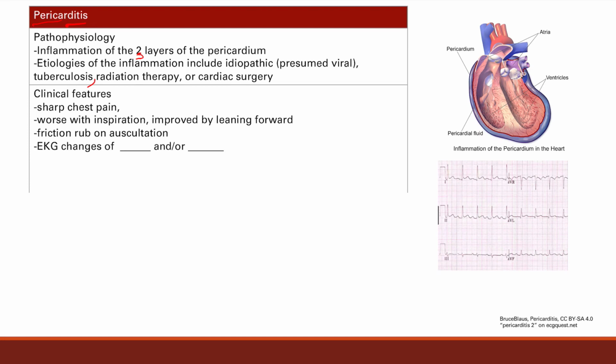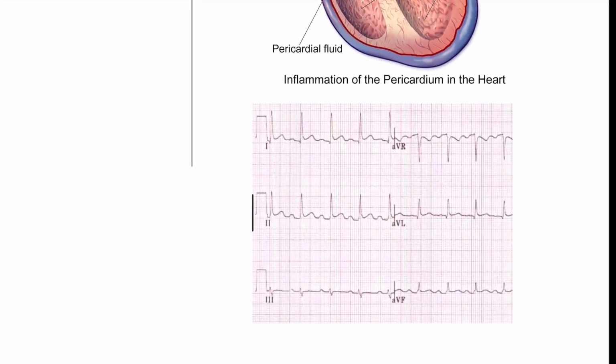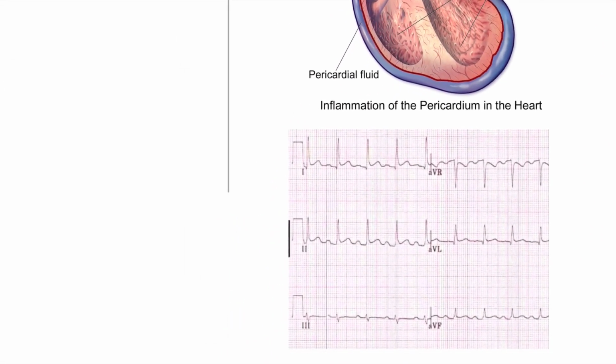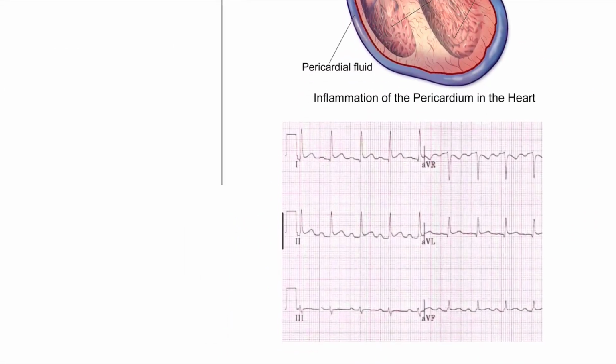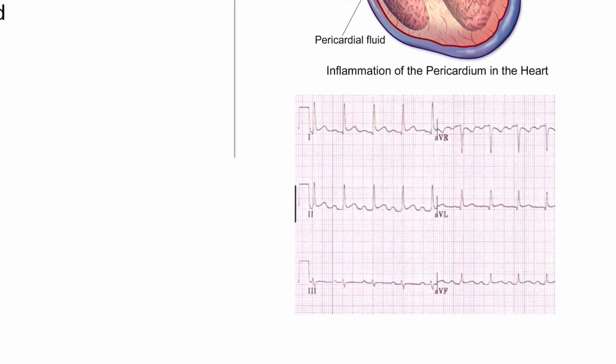And in auscultation, you're going to hear a friction rub. So that's very characteristic of pericarditis. Now, the EKG changes are important to realize, and I'm going to show you them first. And what sticks out to you? What blatantly jumps out to you on this EKG?